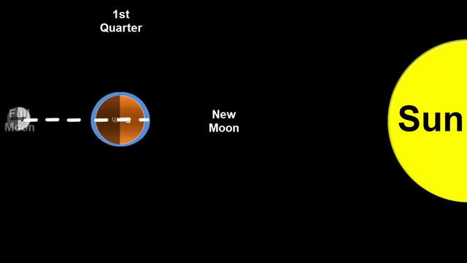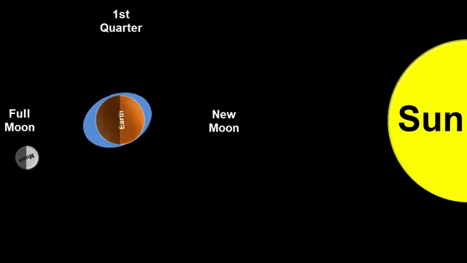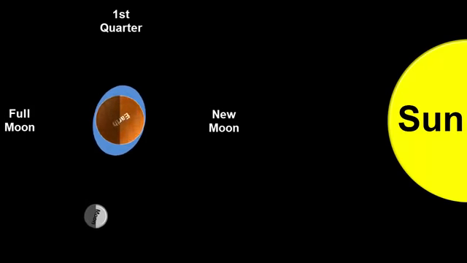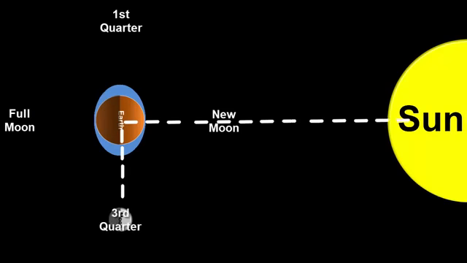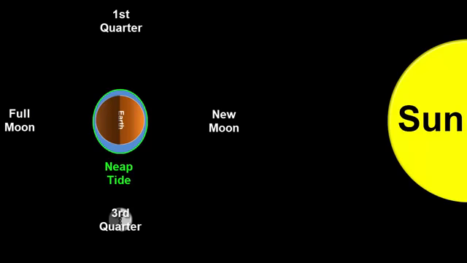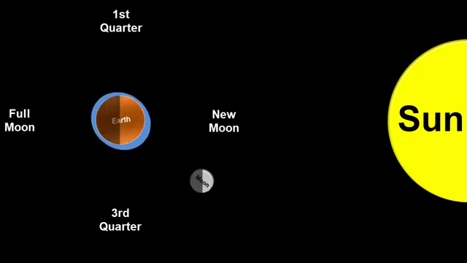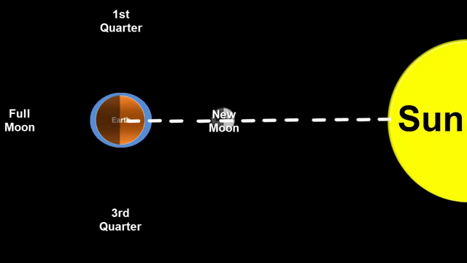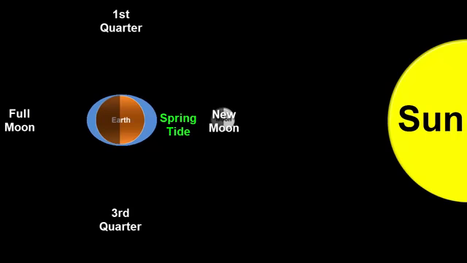At the full Moon, the Moon and Sun's gravities line up again, so we get another spring tide. At the third quarter, the gravities are out of whack again, so we get another neap tide. Then back at the new Moon position, the Moon's gravity combines with the Sun's to start over again with another spring tide.